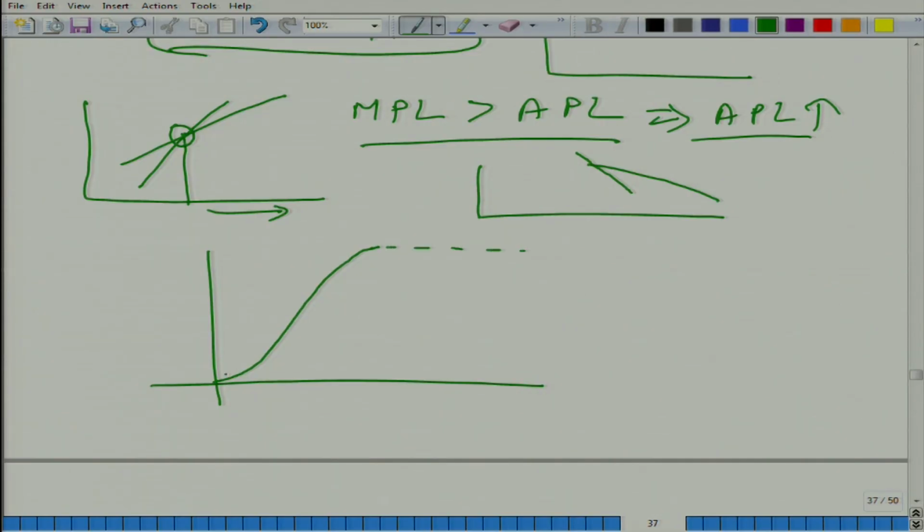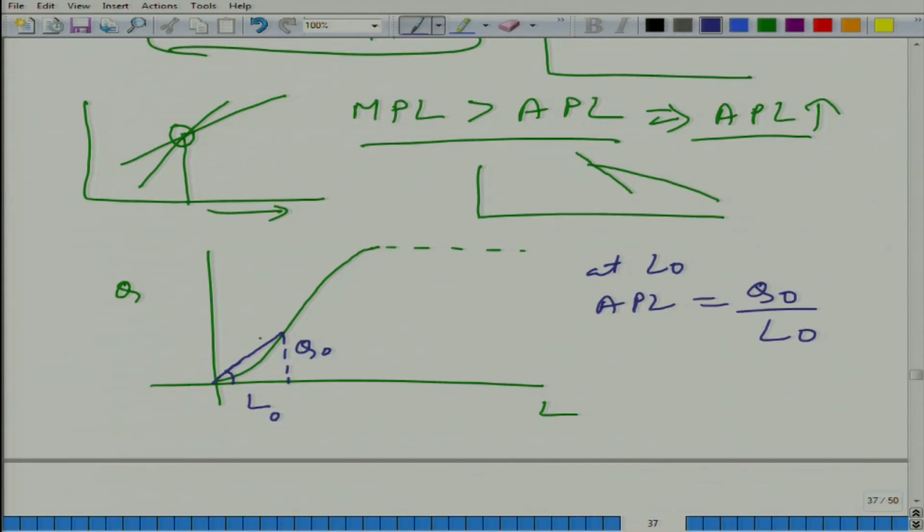When what we are doing is, here we have Q, here we have L. Okay, fine. And what is APL? APL is, let us say APL at this point. APL at this point is this angle, because here we have Q, here we have L at this level. So, at L naught, APL is Q naught by L naught. In other words, the slope of this line.